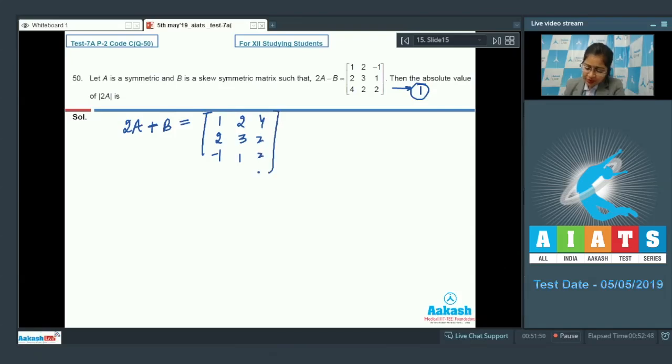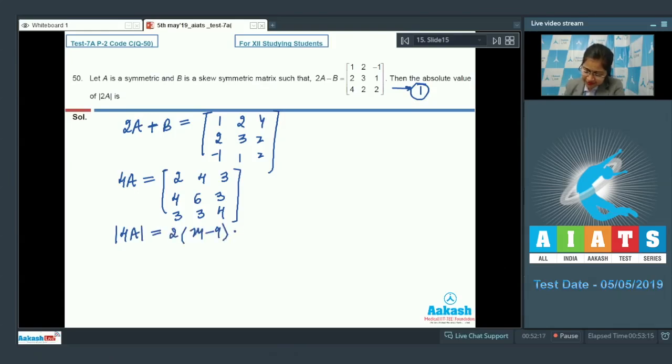As we are concerned with the determinant of 2A, so let's add both the equations. So we will get 4A equal to 2, 4, 3, 4, 6, 3, 3, 3 and 4. Now taking determinant on both sides, determinant of 4A will be equal to 2 times (24 minus 9) plus 4 times (9 minus 16) plus 3 times (12 minus 18). So that will be equal to minus 16.